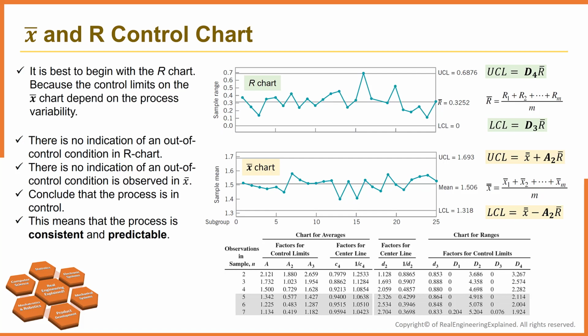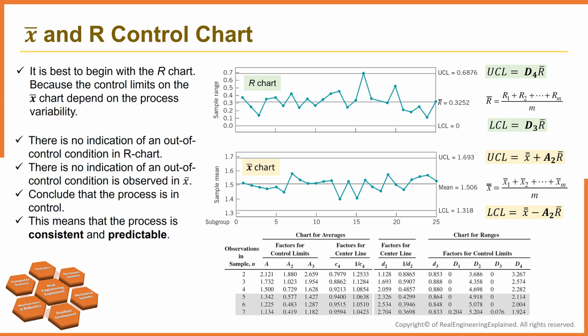As we mentioned, to analyze these charts, always begin with the R chart, because the control limits on the Xbar chart depend on the process variability. It's obvious from these formulas as well. You need R bar in these equations. From these equations, we found that the center line for the R chart is 0.3252. Then 25 sample ranges, R1, R2, R3 till R25, are plotted on the R chart in this figure.